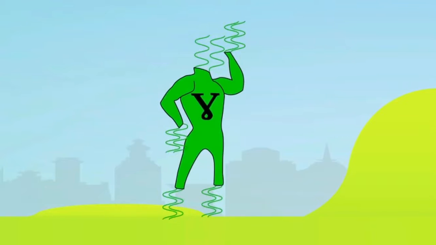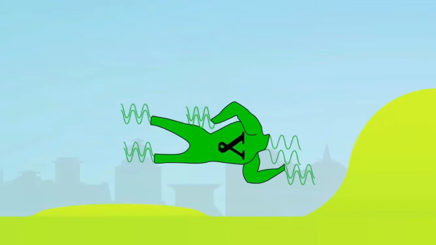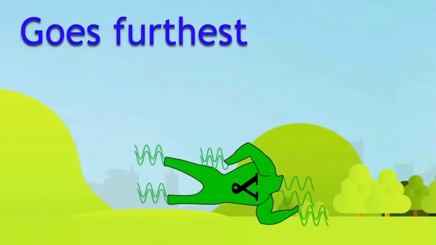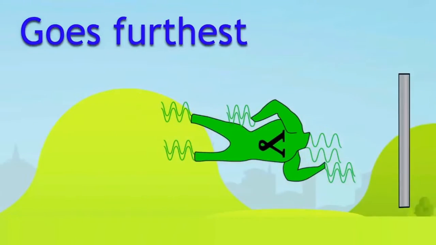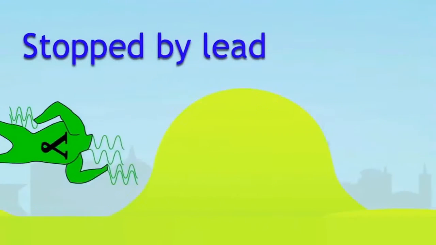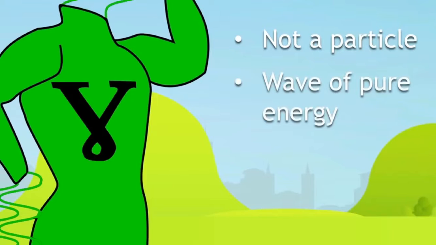And the last and final one is gamma. It is the most penetrating and it goes further in air. It cannot be stopped by half a centimeter of aluminum, but it can be stopped by lead. Gamma is not a particle. It is a wave of pure energy. It has no charge and no mass.